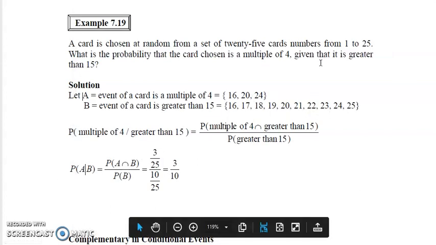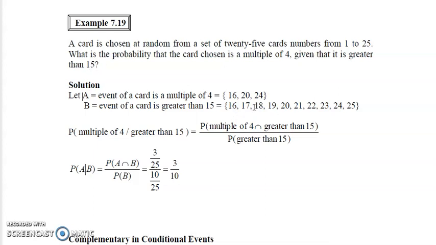We are going to look at the given that first. Given that it is greater than 15, so 16, 17, 18, and so on up to 25. But the probability that we want is the probability that the card chosen is a multiple of 4. So from here, we start from more than 15, which is 16, right? So 16 is a multiple of 4. So 16, 20, 24 are multiples of 4. So this is event A. So we're going to have what?